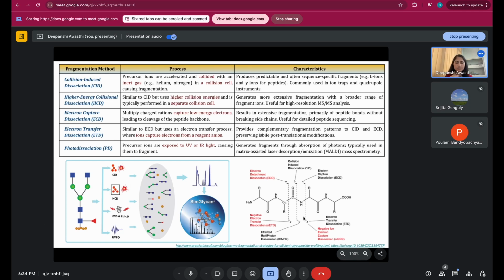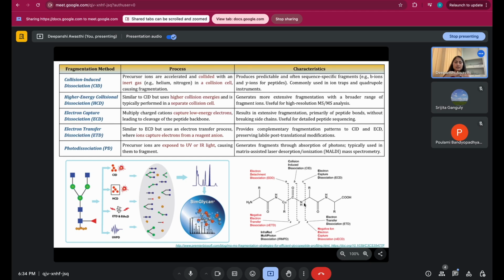If you look at the right side, this tells about the bonds, and how a particular fragmentation method breaks the bonds between two residues. In this case, you can see the CID is breaking the bond at the peptide bond site, C double bond O and NH. This C double bond O is the C terminal carboxyl group of the first amino acid, and this NH corresponds to the amino group present towards the N terminal of the next amino acid.